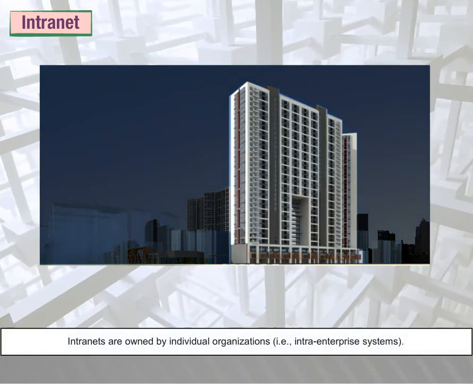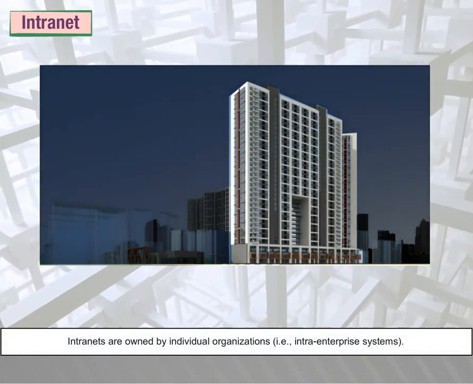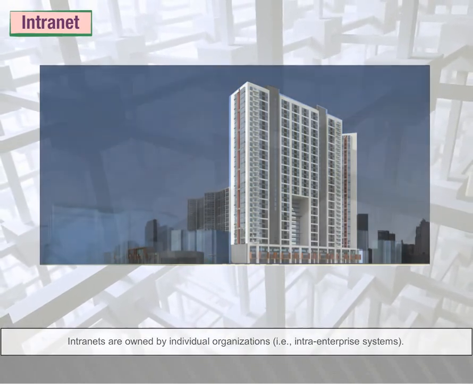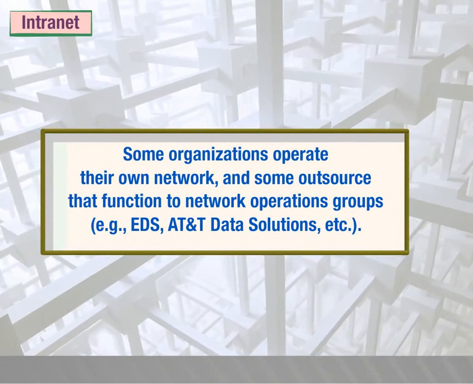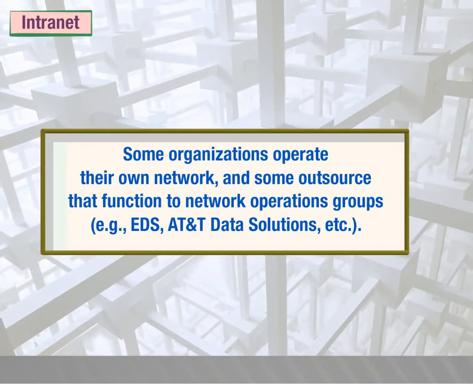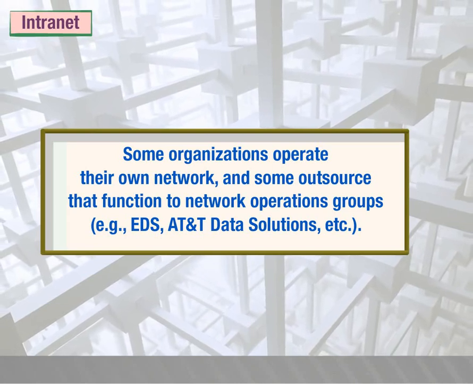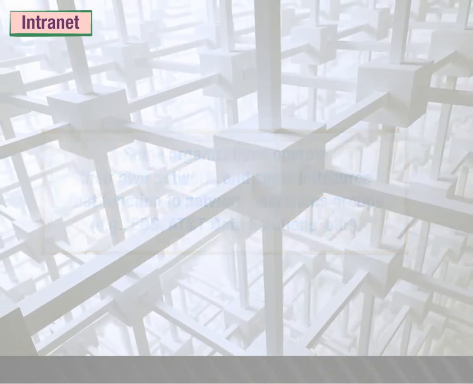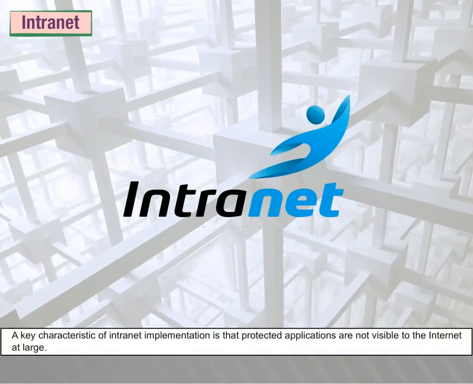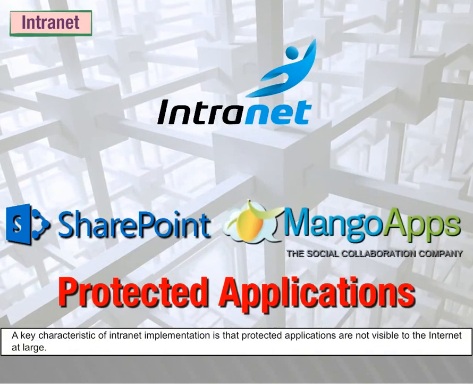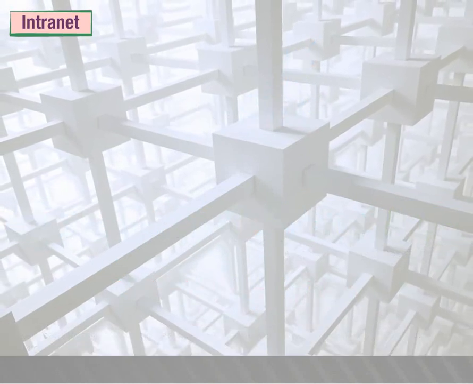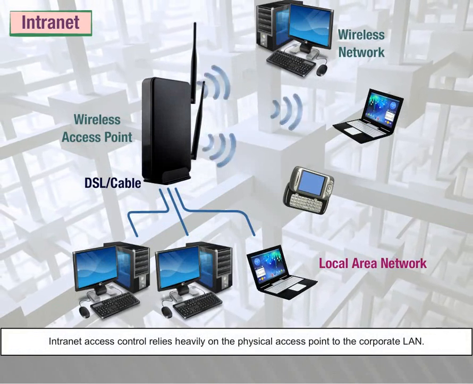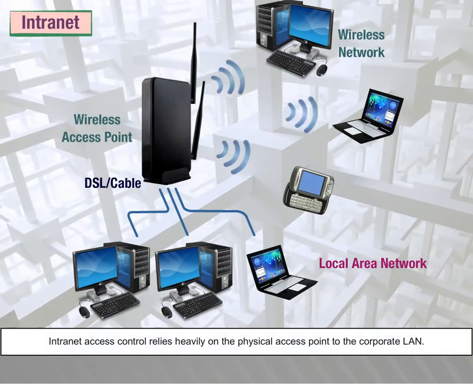Intranets are owned by individual organizations, that is, intra-enterprise systems. Some organizations operate their own network and some outsource that function to network operations groups, for example, EDS, AT&T Data Solutions, etc. A key characteristic of intranet implementation is that protected applications are not visible to the internet at large. Intranet access control relies heavily on the physical access point to the corporate LAN.